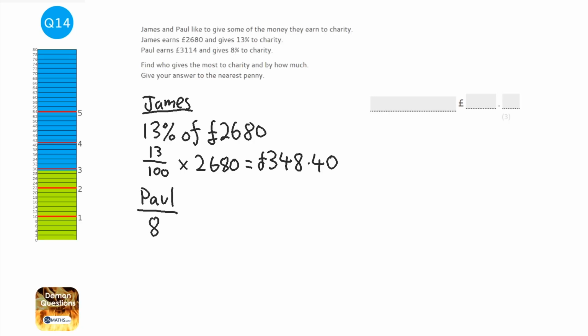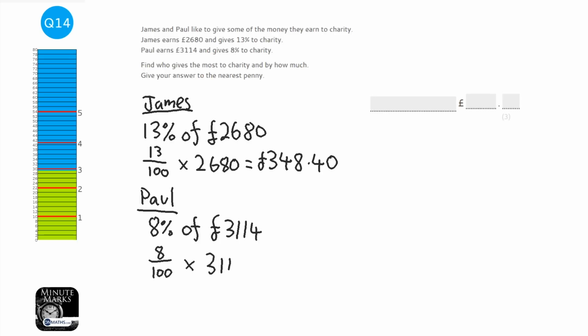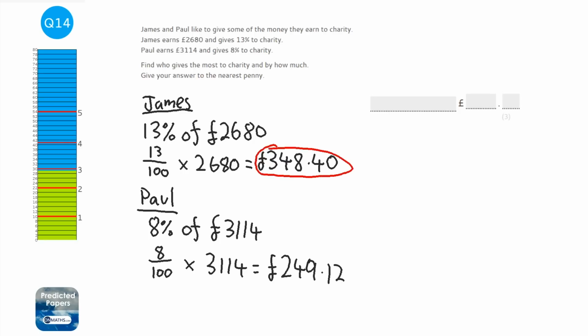So we want 8% of 3,114. So we're going to do 8 over 100 times 3,114. So fraction button, 8 over 100, or we could do 8 divided by 100, which gives you the same answer, times 3,114. And that's going to be £249.12. So obviously James gave the most because that's the biggest number. So my answer will be James.